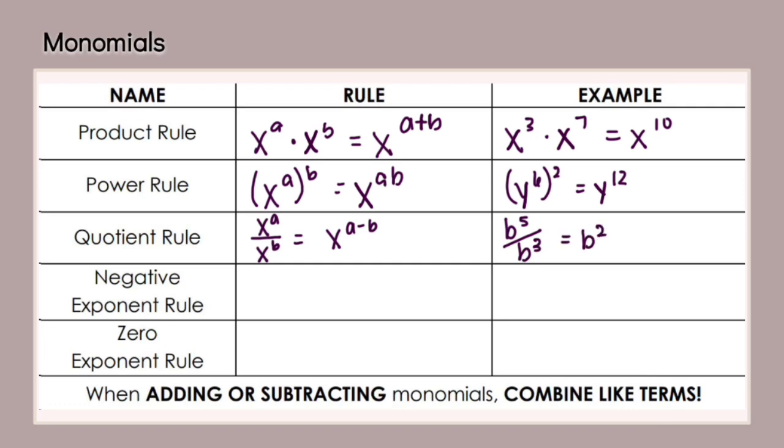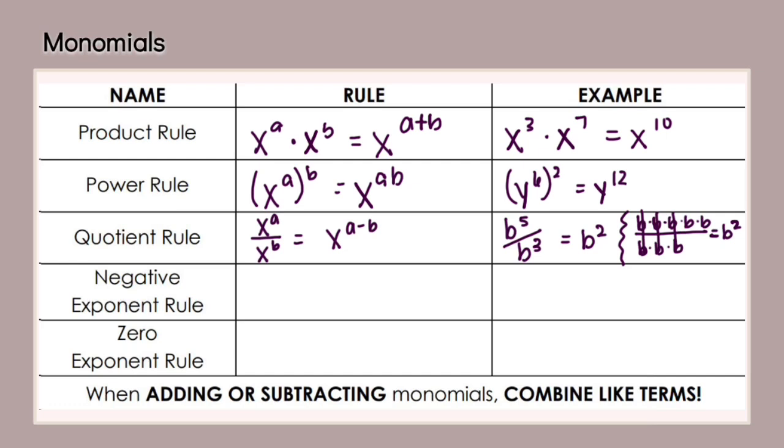squared. If you struggle with memorizing these, another way to visualize this is b to the 5th is b times b times b times b times b. B to the 3rd is b times b times b. And so these can cancel because b divided by b is 1. And so if we cancel as many as possible, we're just left with b squared. So that's just another way to visualize that one if it gives you trouble.